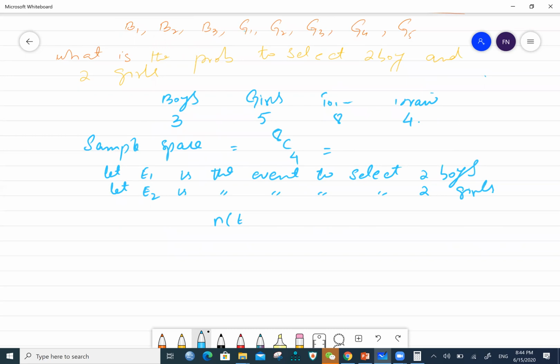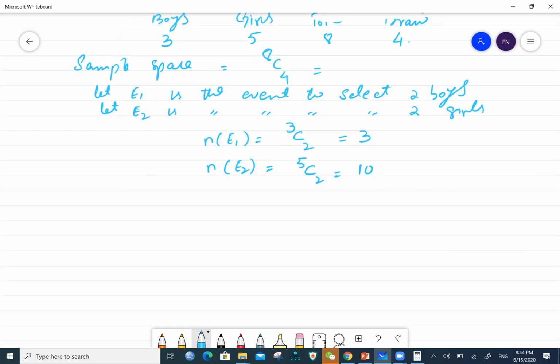E1, how many boys? Out of 3 boys we will select 2, so it is 3C2, and n of E2, out of 5 girls we are selecting 2, so it is 10. I know it is 10. You can solve it in your calculators. So 5C2 is 10. Okay.